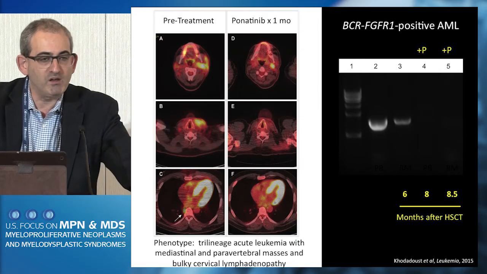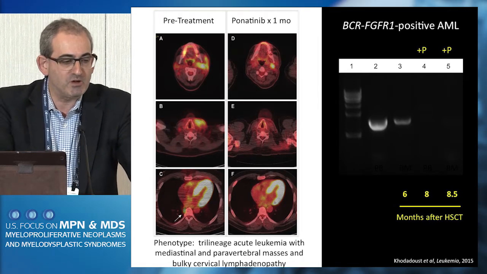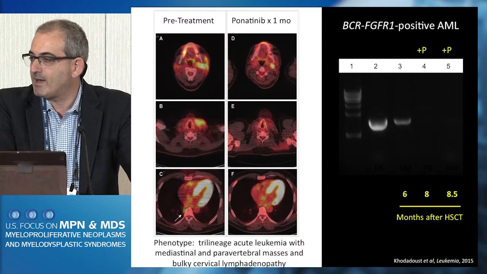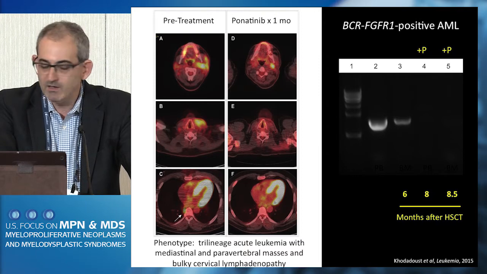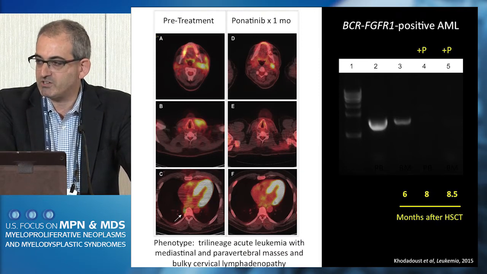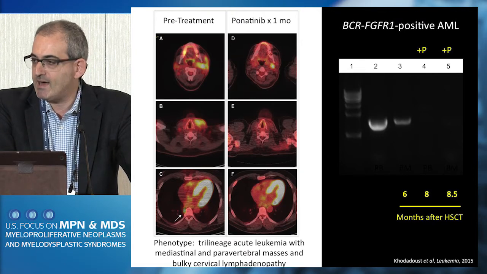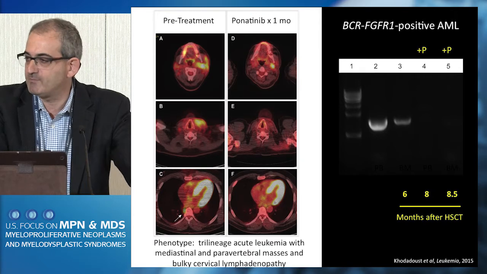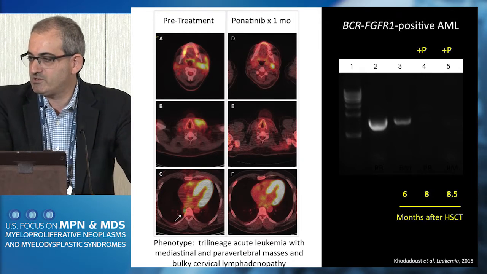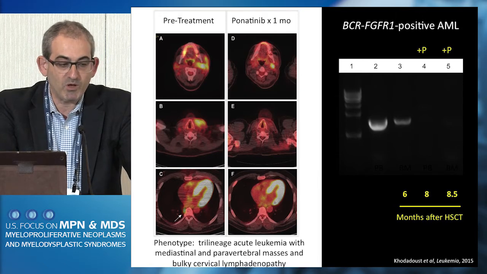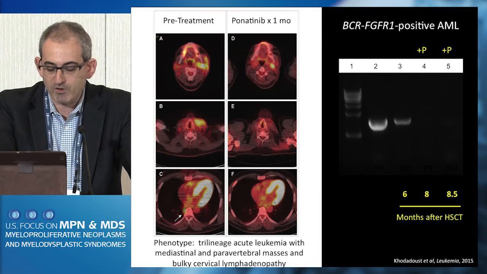We have now used quantitative RT-PCR to detect the transcript. It's at very low levels, and the patient is now alive, coming October, 3 years after transplant, with no evidence of morphologic disease. He's doing well, and he remains on ponatinib at 30 milligrams per day. And I have to admit, I was a little bit concerned about using ponatinib off-label because of the cardiovascular issues related to the drug, but he is doing well 3 years out, and I hope this is someone that we've cured.